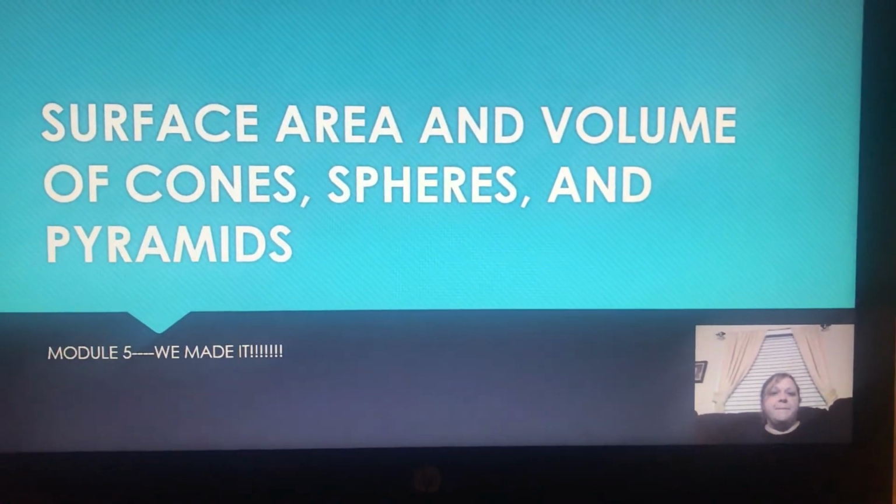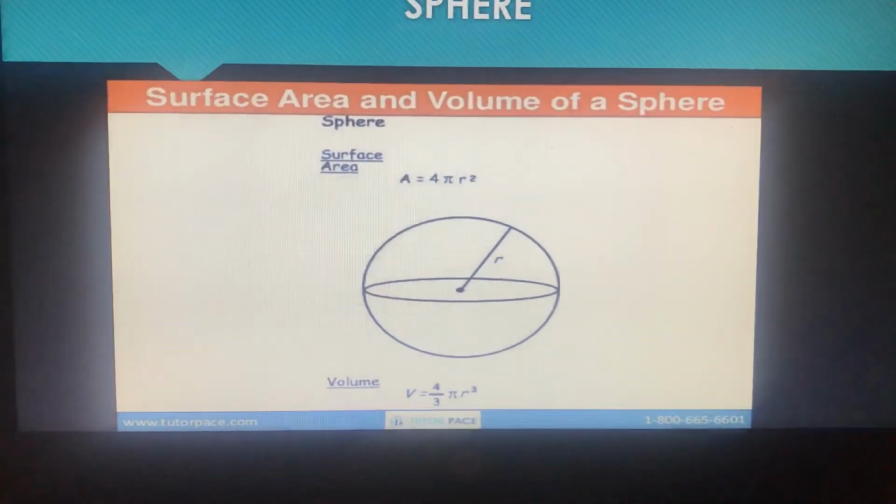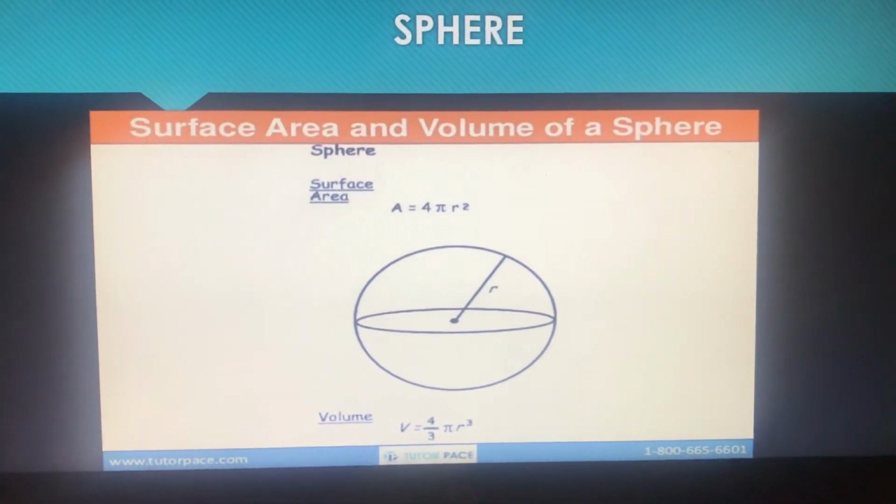Okay, guys, the first figure we're going to talk about tonight is the sphere.